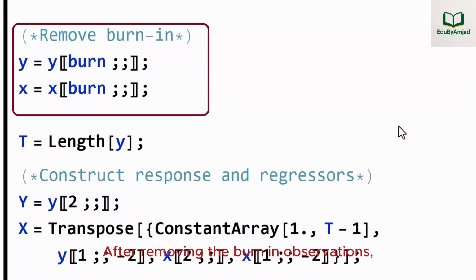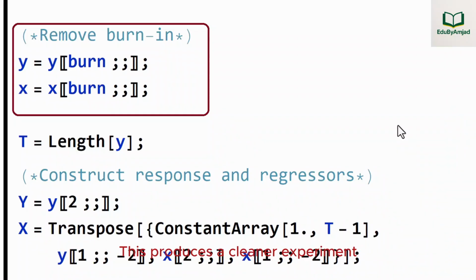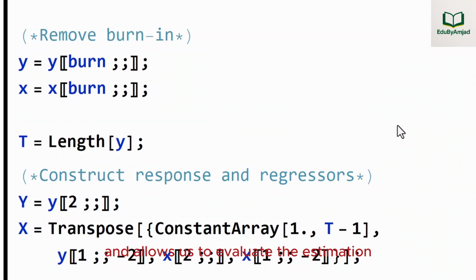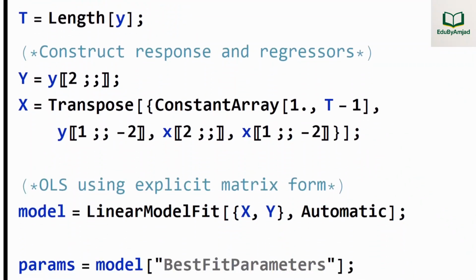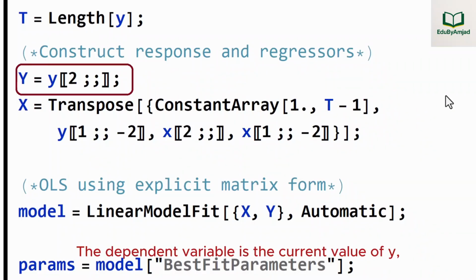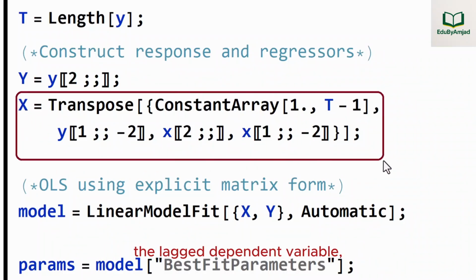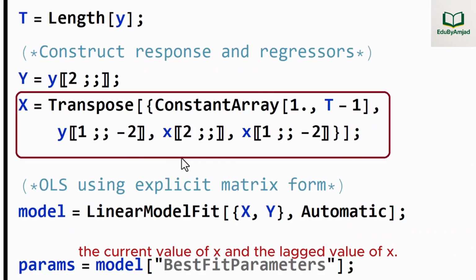After removing the burn-in observations, the remaining sample is far less influenced by arbitrary starting values and more closely reflects the model's long-run stochastic behavior. This produces a cleaner experiment and allows us to evaluate the estimation procedure under more realistic conditions. Next, we construct the regression data set. The dependent variable is the current value of y, while the regressors include a constant term, the lagged dependent variable, the current value of x, and the lagged value of x.